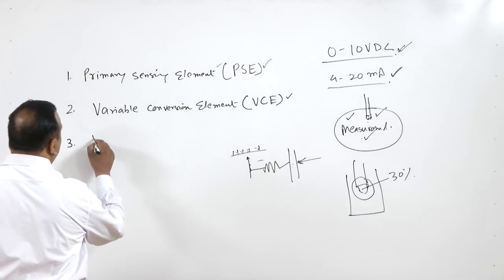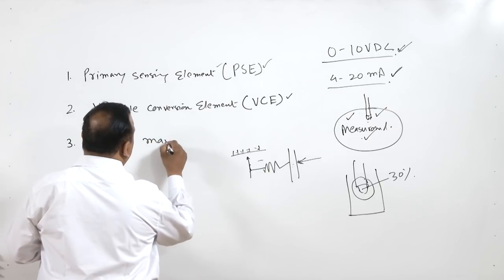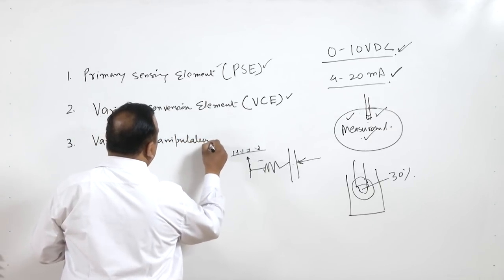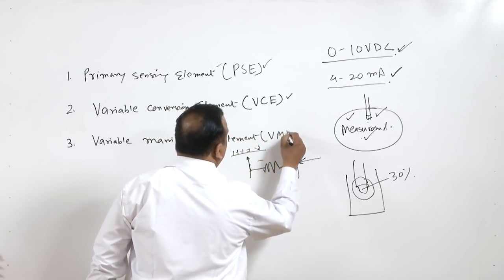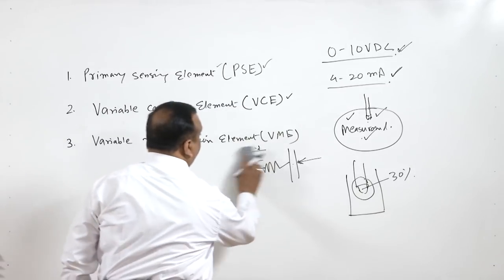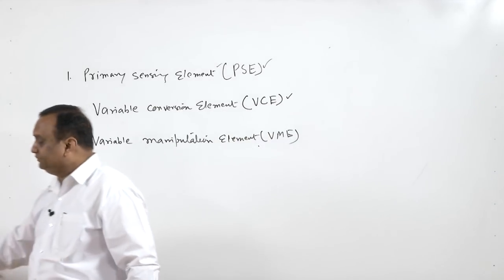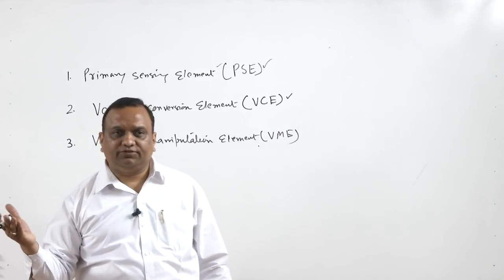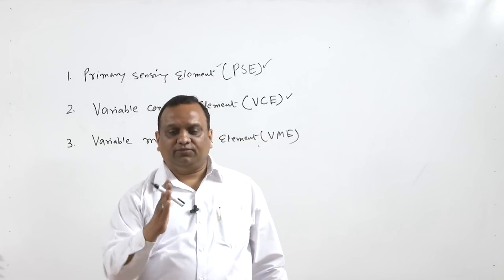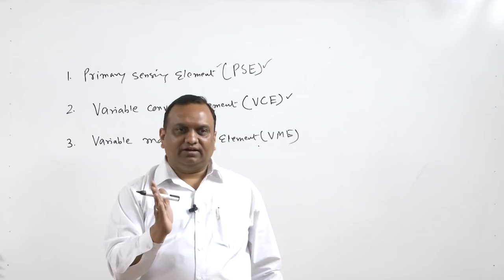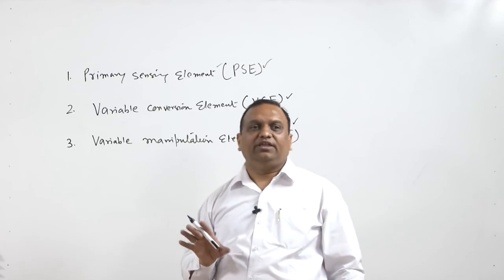Now, third is the variable manipulation element. The variable manipulation element does not change the nature of the signal. I mean, if it is displacement, it will continue to be displacement. If the signal is in current, it will continue to be in current, or if the signal is in the form of an angle, it will continue to be an angle. The original nature of the signal is not disturbed.